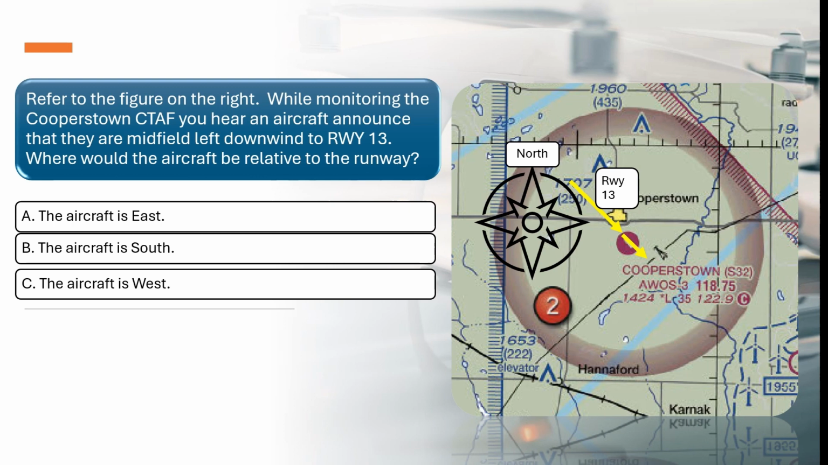Since the question says the pilot is flying midfield left downwind for runway 13, pilots in the traffic pattern would make all turns to the left as shown. The aircraft would therefore be somewhere to the east of the runway and the runway would be to the left of the pilot.